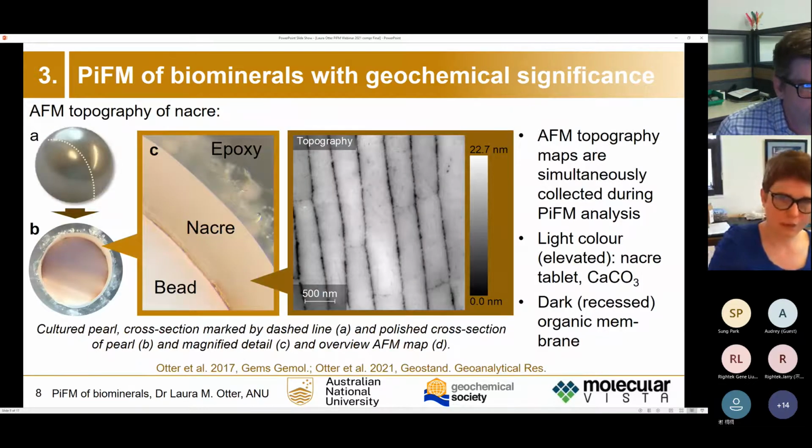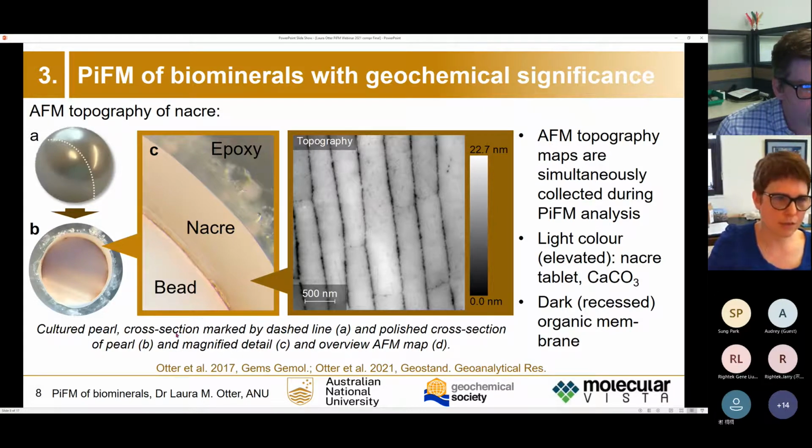So, and this brings me to showing you some results. This is a pearl that we just cross-sectioned and polished. This is mounted in epoxy, as you can see down here. And when we look at this with an optical microscope, this is how this looks. So we have a bead on one side.